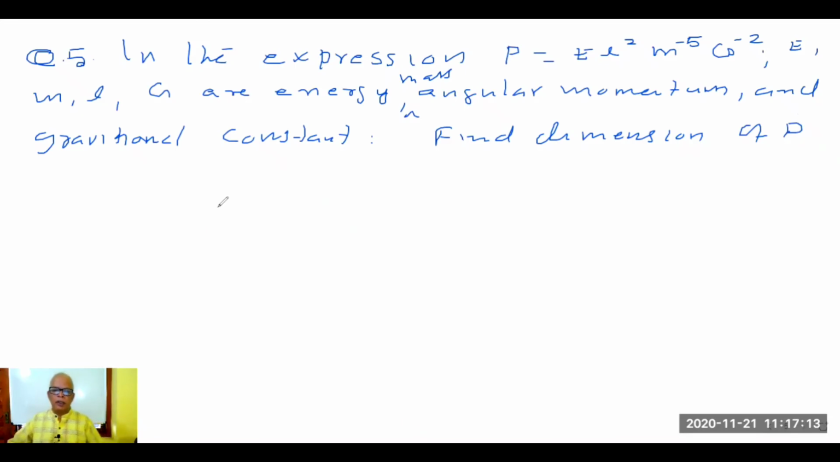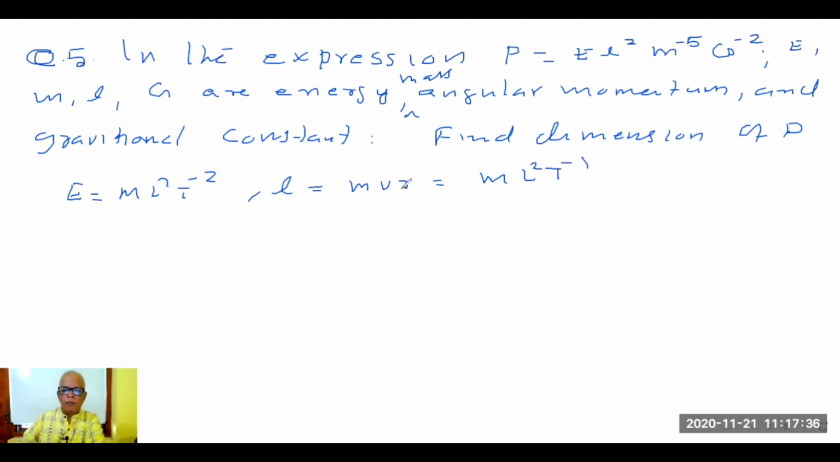E is equal to energy, all of you know energy. Energy is equal to work done. Work done is equal to M L square T minus 2. L is angular momentum. L is equal to mvr, right formula. So the dimension is M into L square into T minus 1. Third one is mass. The dimension of m is M only.